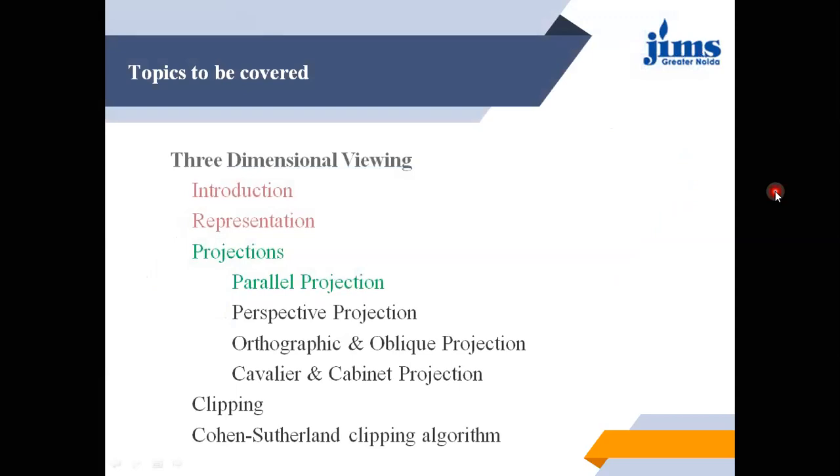Over here we will discuss parallel projection in this lecture, and in coming lectures we will discuss perspective projection, orthographic and oblique projection, and cavalier and cabinet projection. First of all, we see what the different types of projections are. As we saw, projection is a technique by which we convert a 3D object into 2D, and this is a technique performed on coordinates, that is, on pixels. We will see all these things in detail after discussing the types of projections.